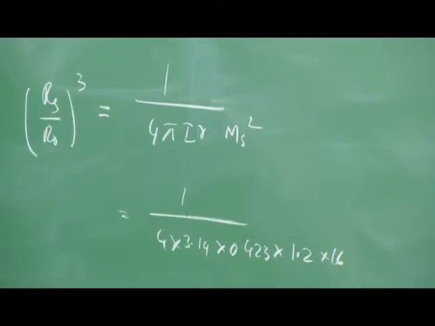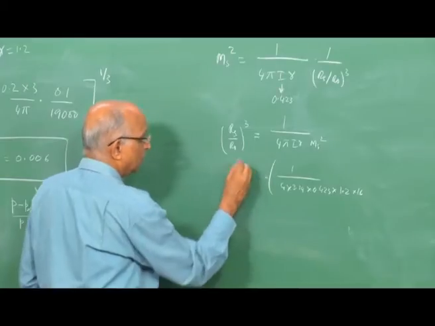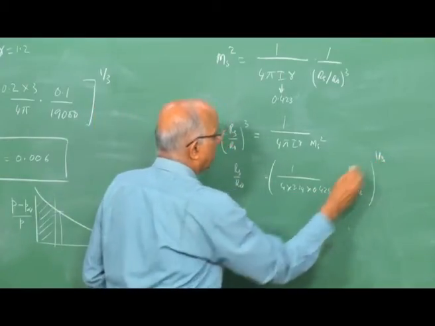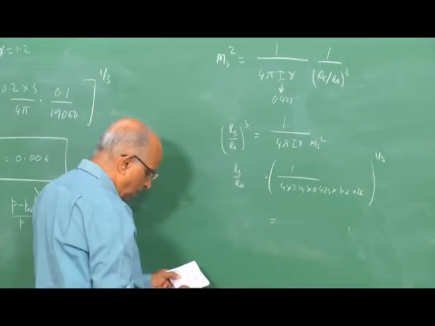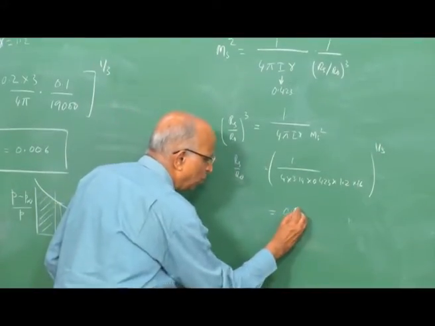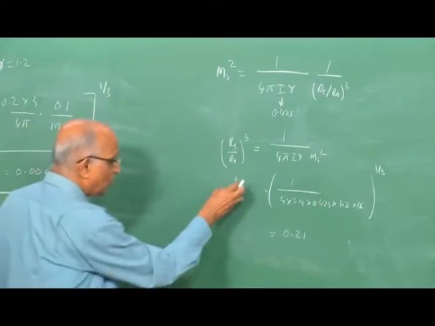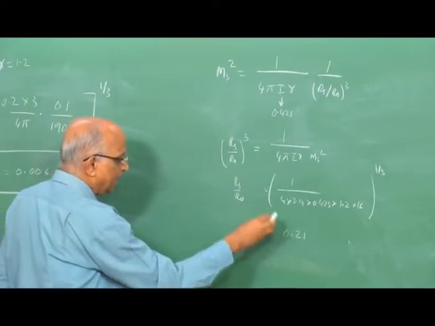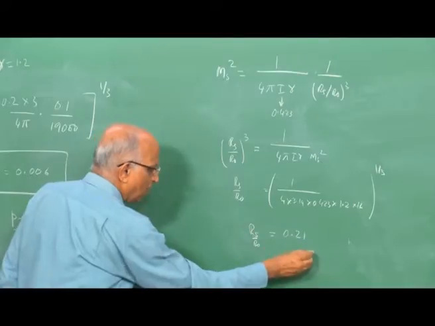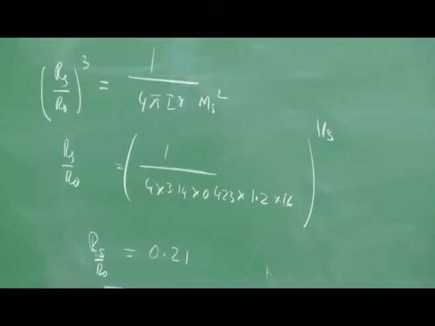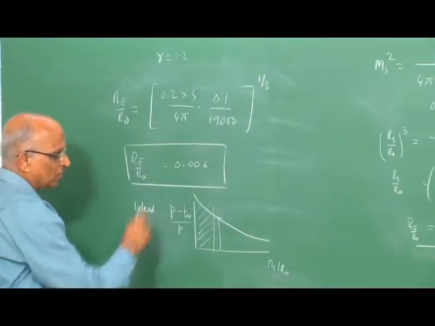And if I calculate the value of Rs by R naught based on this, Rs by R naught is equal to 1/3 of this particular expression, because I brought ms square here, and the value of Rs by R naught comes out to be around 0.22 or 0.21, let us say. Therefore, we are saying that a very strong blast wave is formed at a radius Rs divided by R naught of 0.21, while the source energy radius divided by R naught gives 0.006.